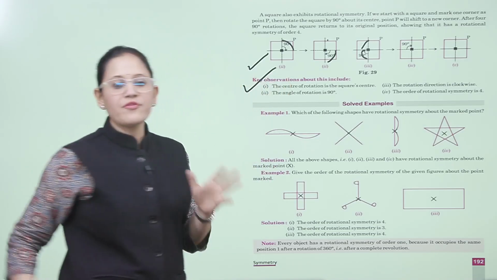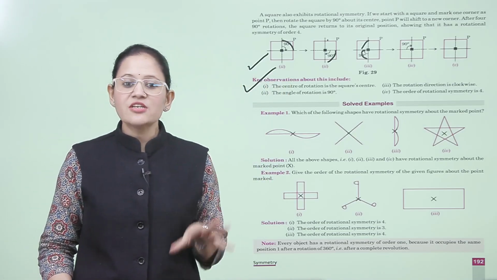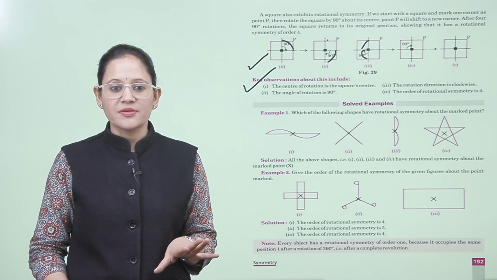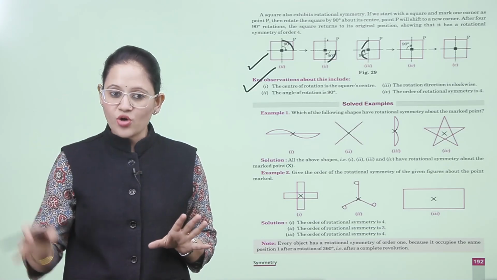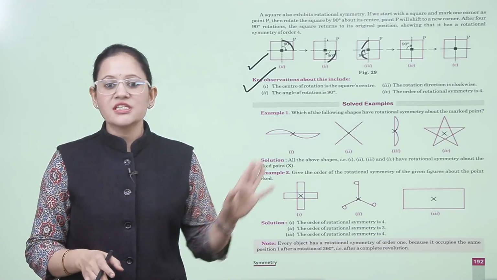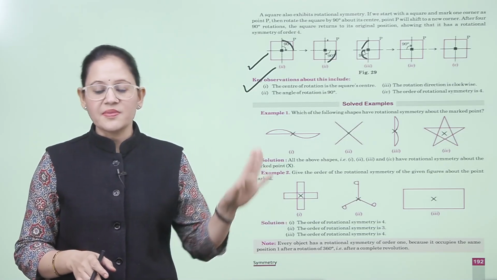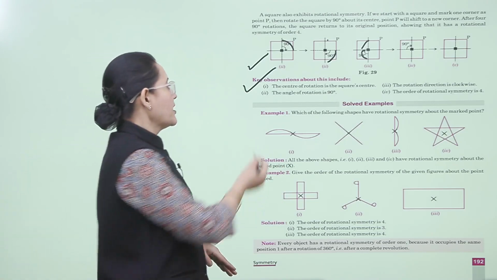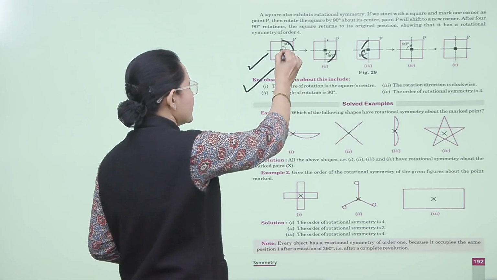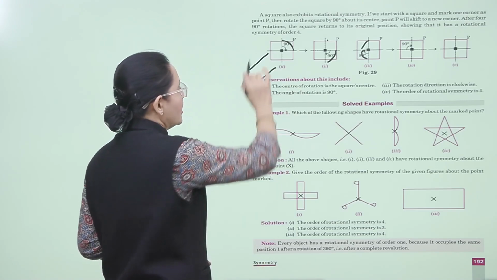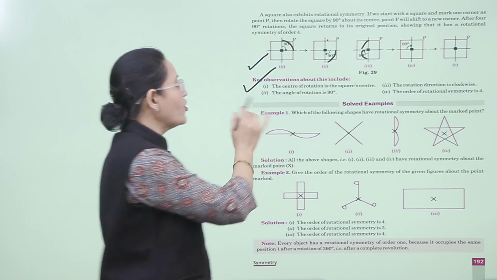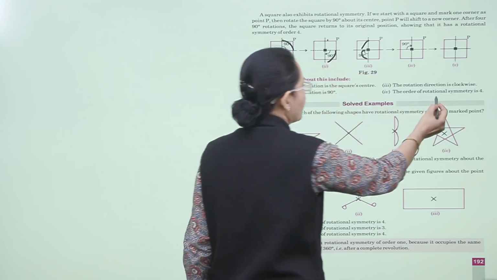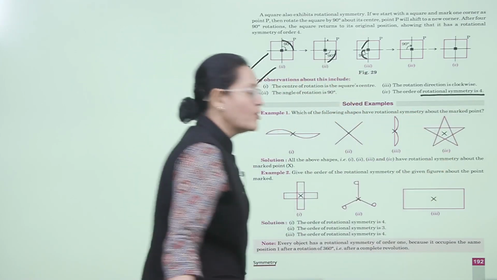So what we have observed from all this: the center of rotation is the square's center. The rotation direction is clockwise. The angle of rotation is 90 degrees. The order of rotational symmetry is 4. So this is the center and it is rotating clockwise. The angle of rotation is 90 degrees and 4 times it comes to the original position. So it has rotational symmetry of order 4.